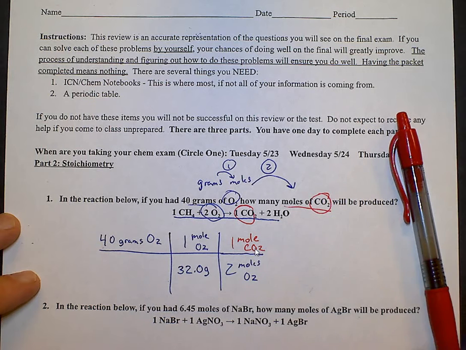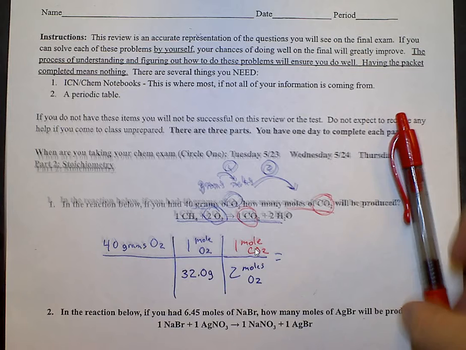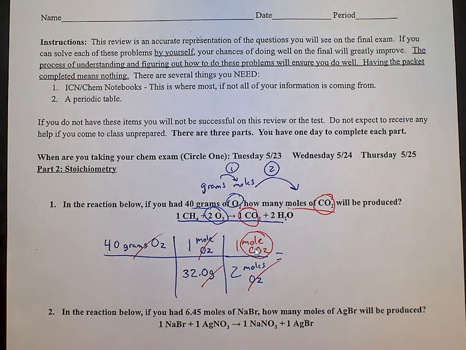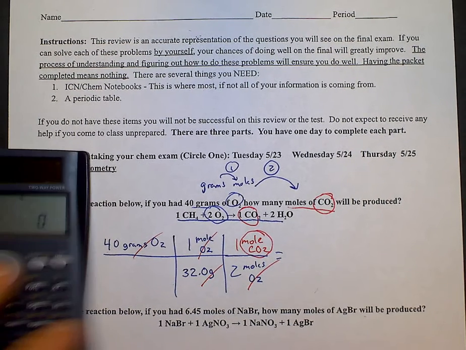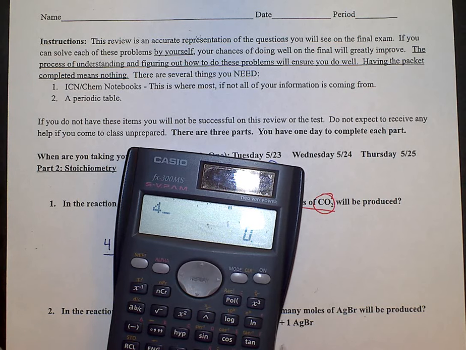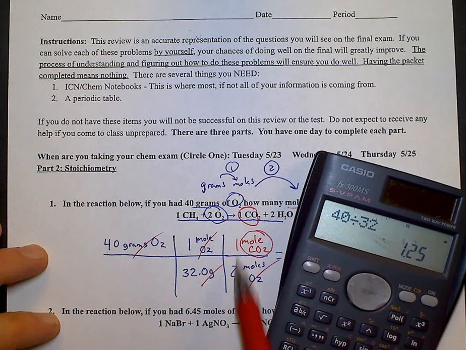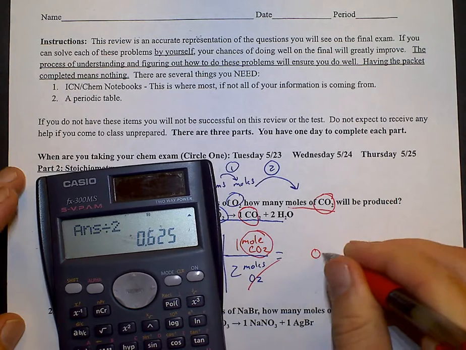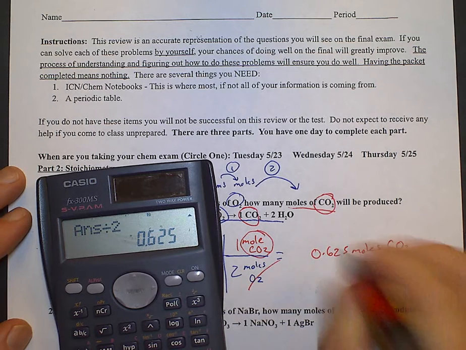Let's see what we get. Let's cancel some stuff out. Grams, moles of oxygen, moles of CO2. Because we labeled everything correctly, we know we're looking for moles of CO2. We're good. Let's type it in. 40 divided by 32. Times 1, times 1, divided by 2. And there we go. 0.625 moles of CO2. Circled.